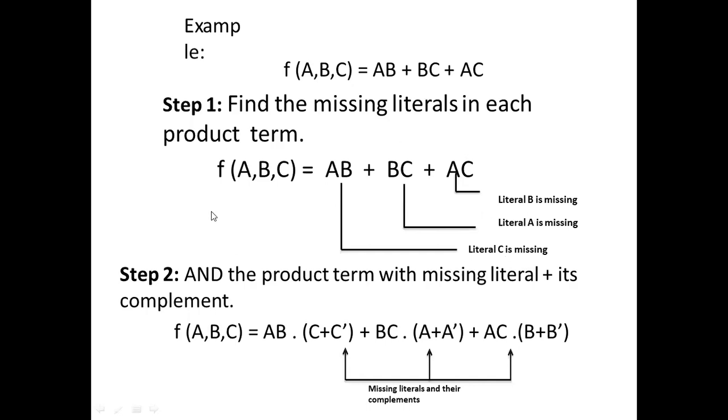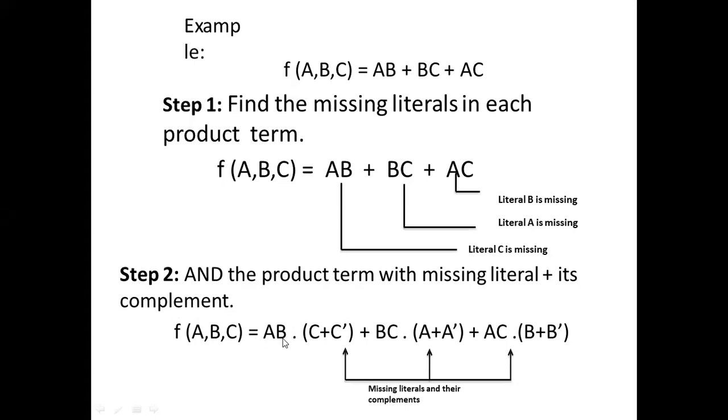So everyone is clear with the first step. Now we are moving into step number 2. In the product term that is missing literals, we add its complement. So how can we add this? With the help of the literal and its complement: missing literal plus its complement.